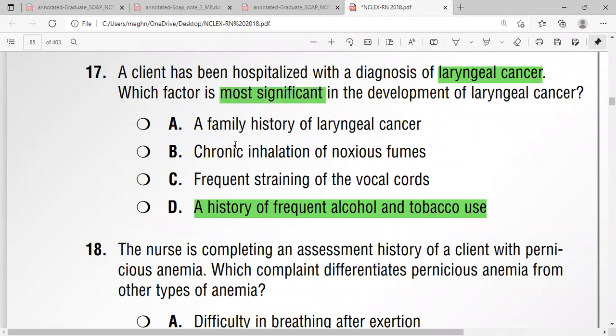So let me recap it. A family history of laryngeal cancer, chronic inhalation of noxious fumes, and frequent straining of the vocal cords are also factors in the development of laryngeal cancer, but they are not the most significant. Therefore, they are incorrect. The most significant causes are tobacco abuse and alcohol abuse.